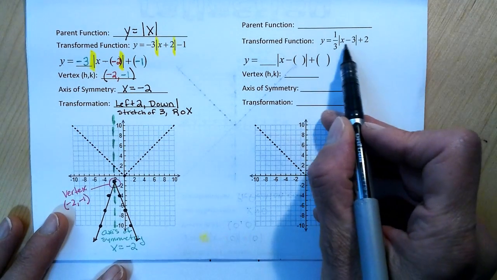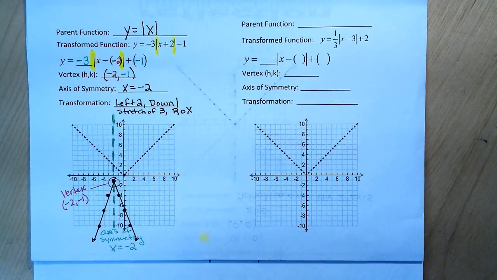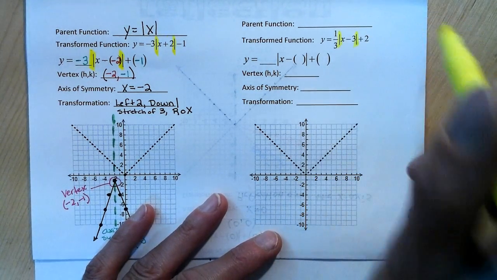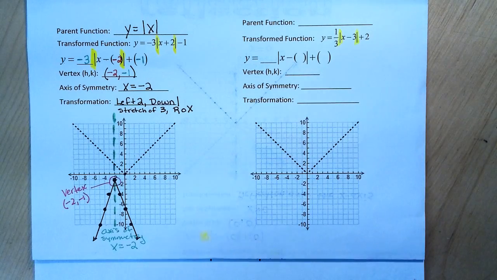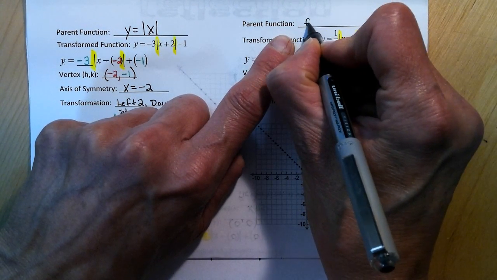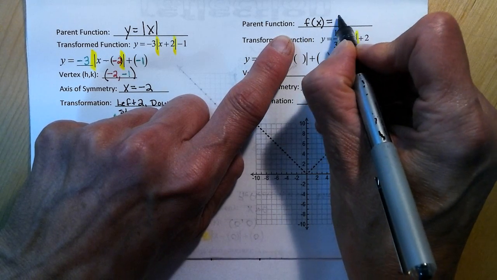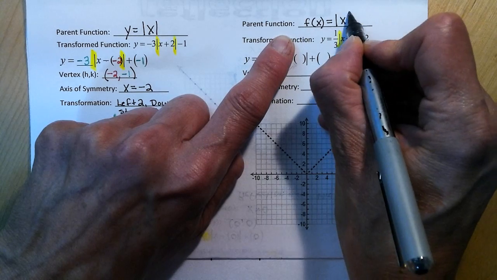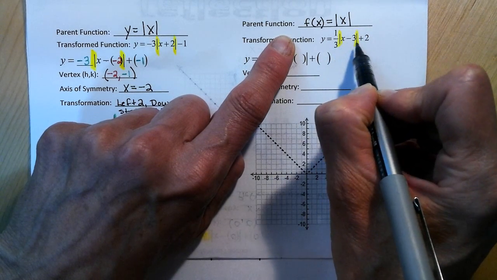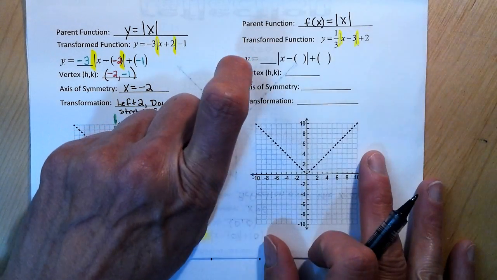So here I'm going to look and ask myself, what kind of function is this? This is an absolute value function because I have the absolute value marks. So my parent function, and in this case I'm going to write it in function notation, is simply the absolute value of x. I take everything away from the x except for the type of function it is, and that gives me my parent.